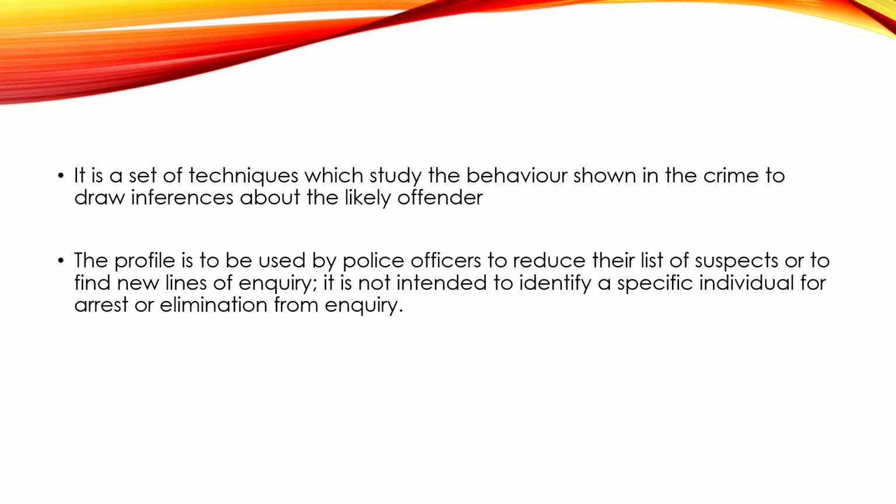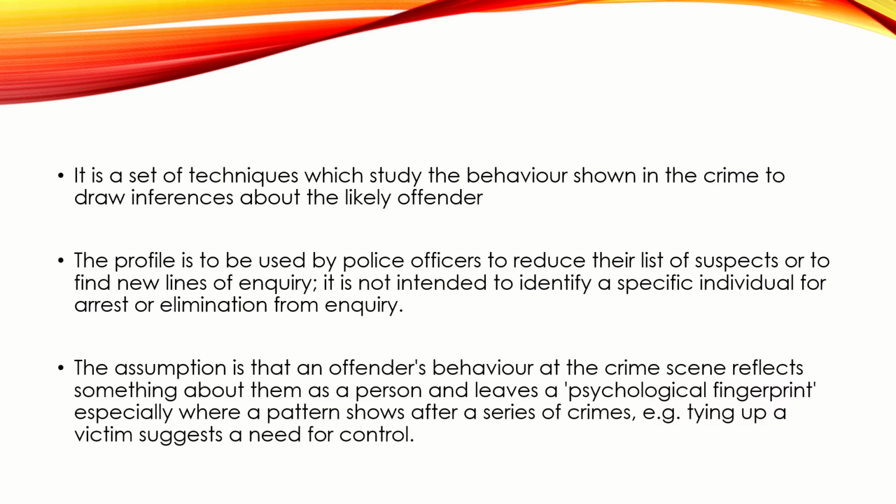The profile is to be used by police officers to reduce the list of suspects or to find new lines of inquiry. So if there's any evidence there to actually suggest that this is an offender who lives this many meters away from the crime, or this is an offender that's come from this area or town. So it may create new lines of inquiry, and it's not intended to identify a specific individual for arrest or elimination from inquiry, which means that usually when you're doing offender profiling, you're looking for a way to reduce your list of suspects by looking at the DNA on the scene, the stuff that has been used, what's been left behind, etc., and so on.